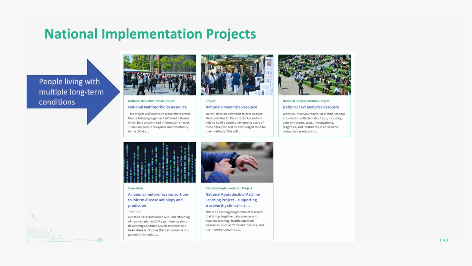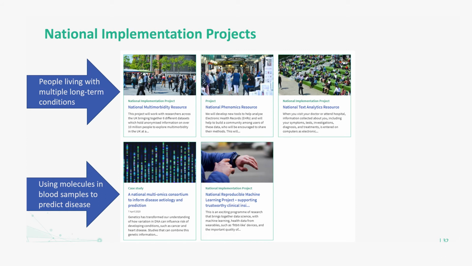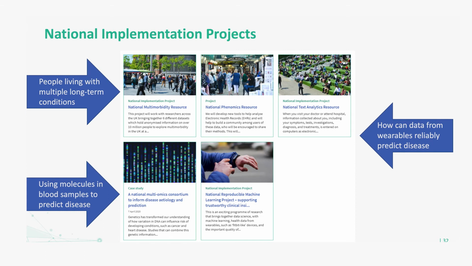So I've already mentioned the National Multimorbidity Project just now. We also have a project that looks at different molecules in blood samples to see how they can be used to predict disease. Also another project around understanding how data from wearables like Fitbits and so on can be reliably used to predict disease. And so we put a funding call out to our community for them to send in proposals for these national implementation projects about a couple of years ago or so.